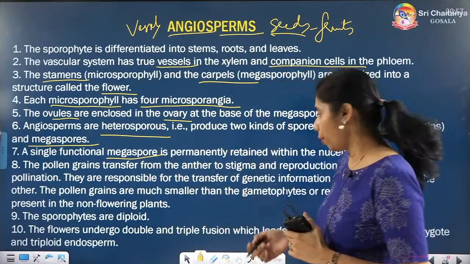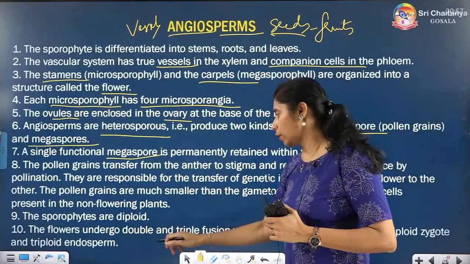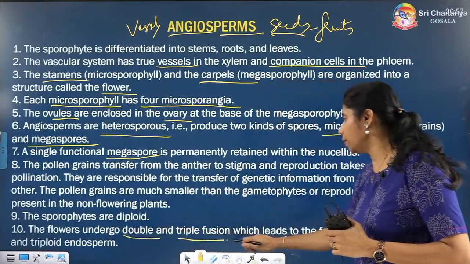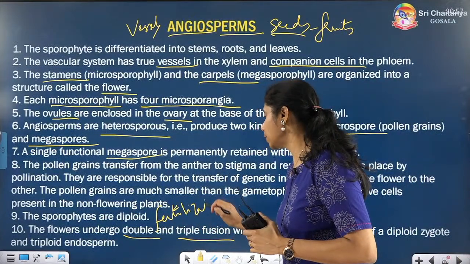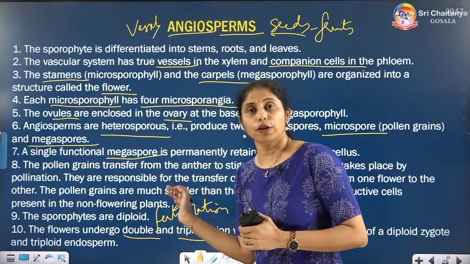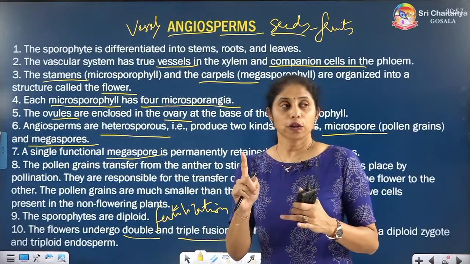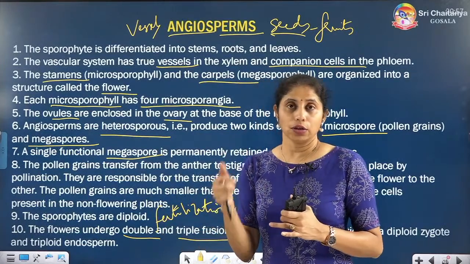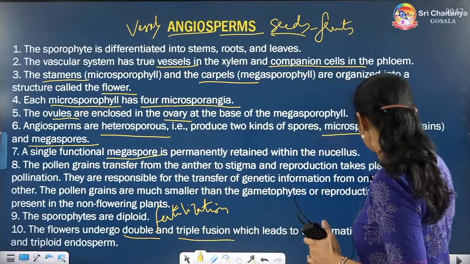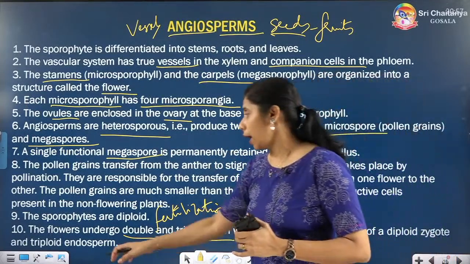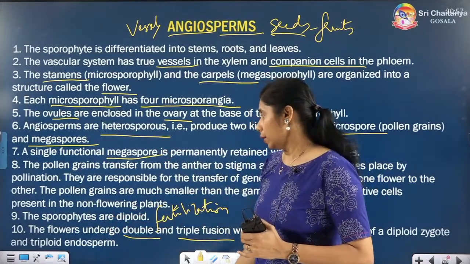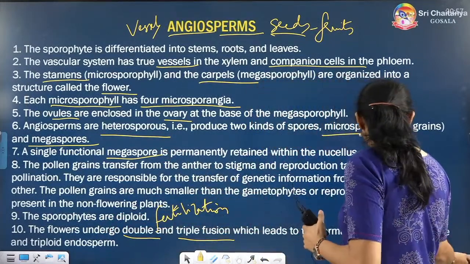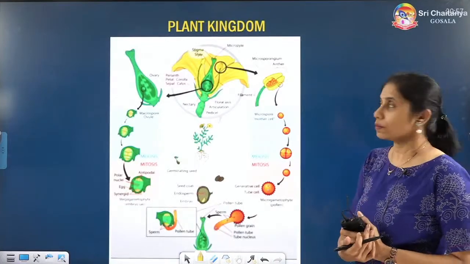The most important point about the angiosperms is the flowers undergo double fertilization and triple fusion. This is double fertilization. 2 times fertilization will be happening. This is a unique feature of angiosperms. Angiosperms will undergo double fertilization and triple fusion, which leads to the formation of diploid zygote and the triploid endosperm. Plant body is a sporophyte only and these ones will be containing this type of structure.